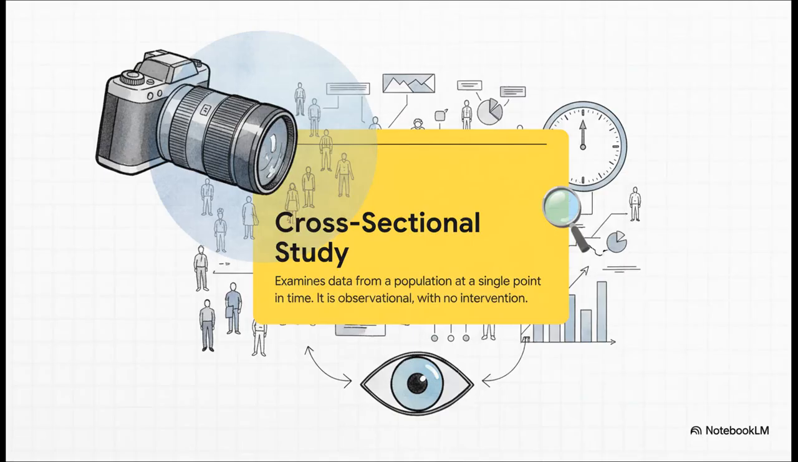It all comes down to this definition right here. A cross-sectional study is literally that snapshot we were talking about. It looks at a whole population at one single point in time. And, crucially, it's just observational. Researchers aren't giving anyone a treatment or making any changes. It perfectly hits both of our clues. No intervention, and a single moment in time.